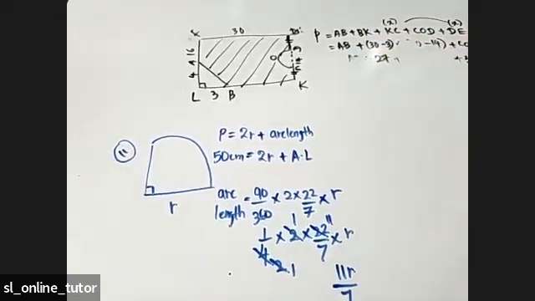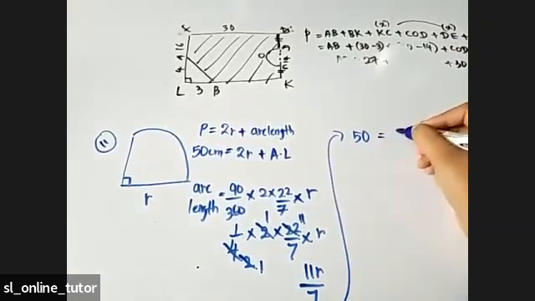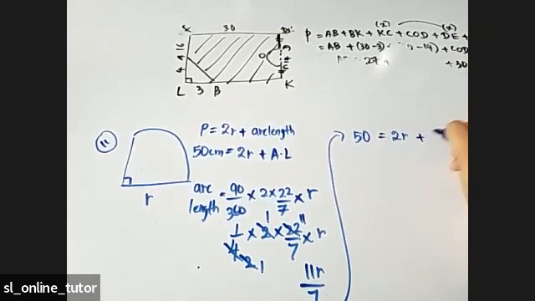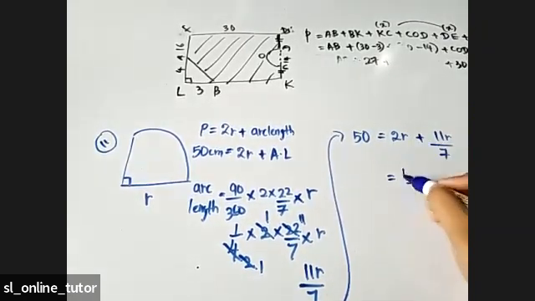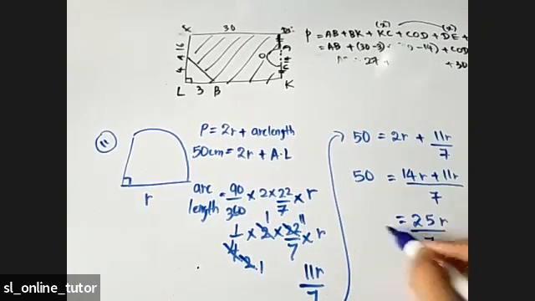All right. Now I'll do this one here. Now we need perimeter, 50 centimeter perimeter. Here you have 2R plus 11R upon 7. This is fractions now. You have to make the common denominator 7. If 7 is the common denominator, 7 times 2 is 14R plus 11R. So how much do you get here? 25R upon 7 is 50.